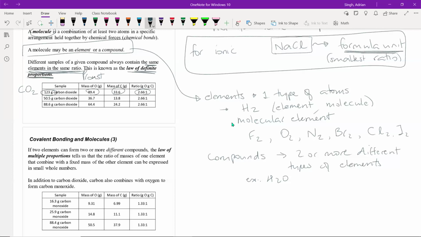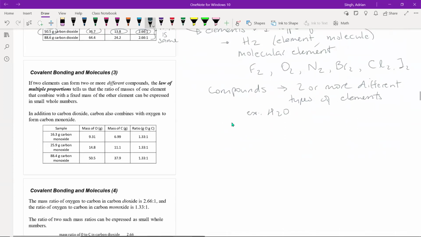If we have a different sample size of carbon dioxide, let's say 50.5 grams of it, and we measure the mass of oxygen and the mass of carbon, and we find the ratio of the mass of oxygen to carbon, we find that that ratio is the same. And this is what the law of definite proportions says. The ratio of the masses of the elements to each other in a sample of a substance is always going to be the same, regardless of what size sample you have.